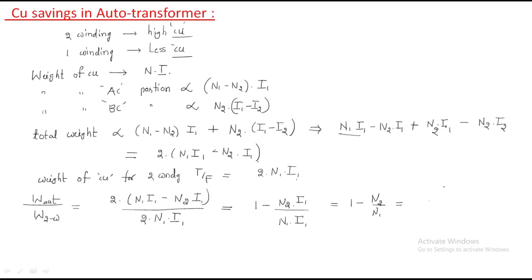We will get finally 1 minus K. So we can write the weight of the auto transformer equal to 1 minus K into the weight of the two winding transformer, right? So finally, by modifying this, we will get the weight of the two winding transformer equal to K times the weight of the auto transformer.